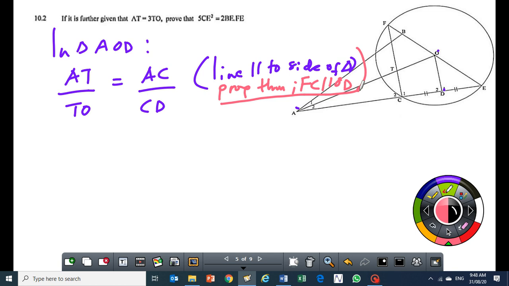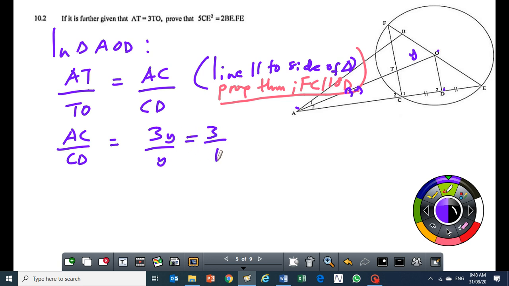Okay, then the other thing that I need to add on the diagram, we are given that ratio AT is equal to 3TO. Now what that means is, this one here I can call it Y, and that AT I can call 3Y. Okay, it's my choice in terms of the letter that I'm going to use as a constant. So I want the ratio AC over CD, that will be equal to 3. Okay, 3y over y, that's 3 over 1.